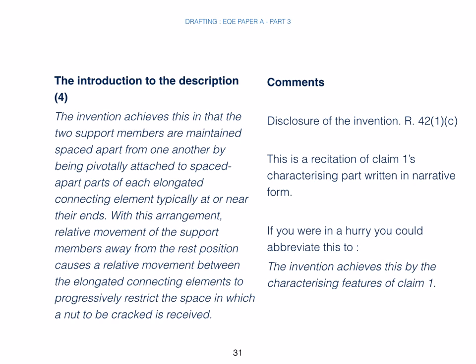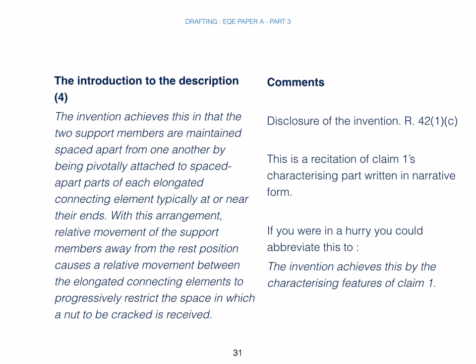The disclosure of the invention, Rule 42.1c, continues, and let's read my introduction. The invention achieves this in that the two support members are maintained spaced apart from one another by being pivotally attached to spaced apart parts of each elongated connecting element, typically at or near their ends. With this arrangement, relative movement of the support members away from the rest position causes a relative movement between the elongated connecting elements to progressively restrict the space in which a nut to be cracked is received.